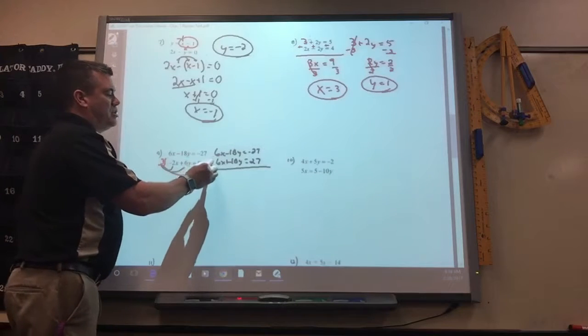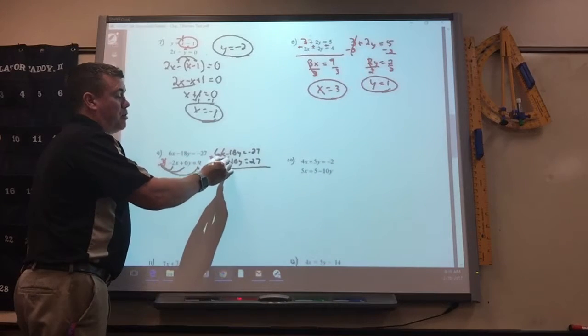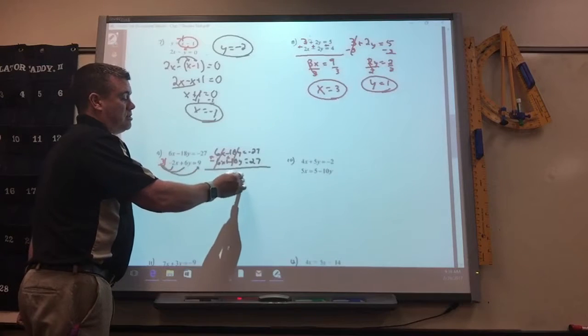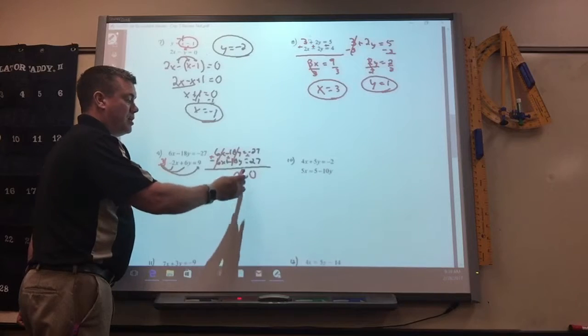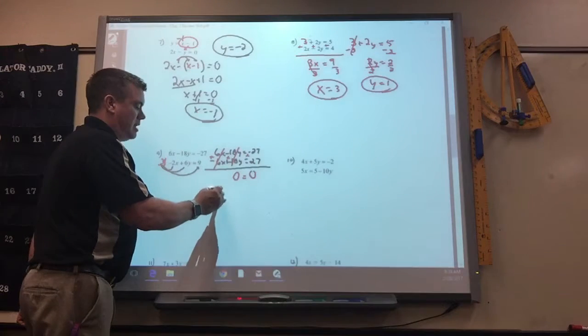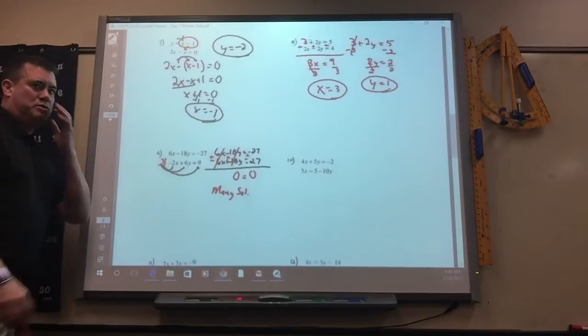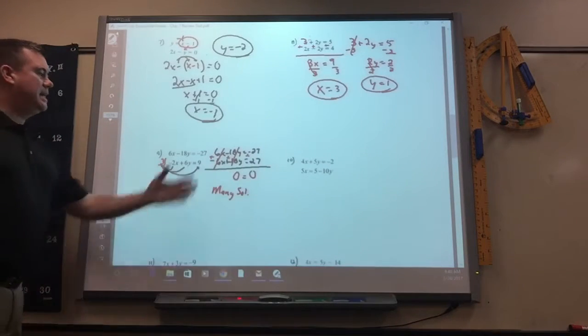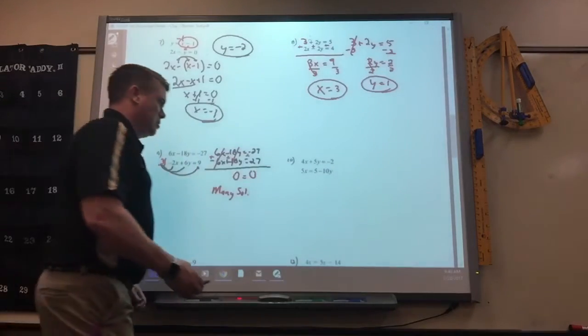In order to cancel, you'd add. 6x plus negative 6x is 0. And when you add that, you also get 0. And when you add that, you get 0. That's many, yep, because it's true. If you ever end up with 0 equals 0, it's many. Anytime the x or y both cancel, it's either many solutions or no solutions.